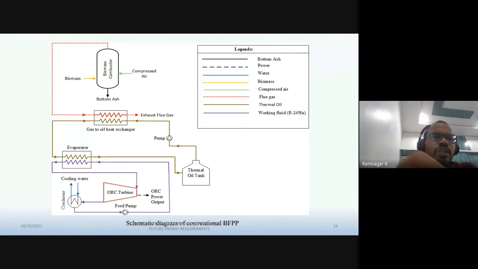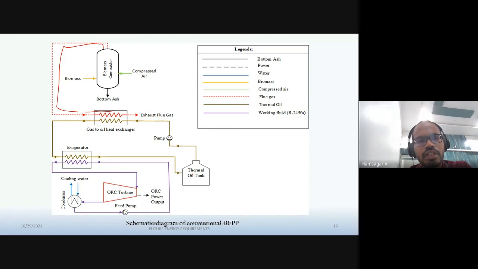So this is a combustor, where biomass is burned using compressed air. Then the flue gases are transferred to a heat exchange unit, where the energy from these flue gases is exchanged with the thermal fluid. The thermal fluid is generally kept in a tank and circulated from the tank, and ultimately this tank will have a steady state temperature. The high energy thermal fluid is sent to the evaporator, where the energy is transferred from the thermal fluid to the organic fluid running in the ORC cycle.